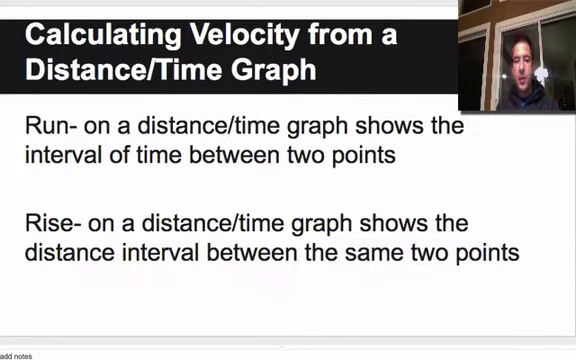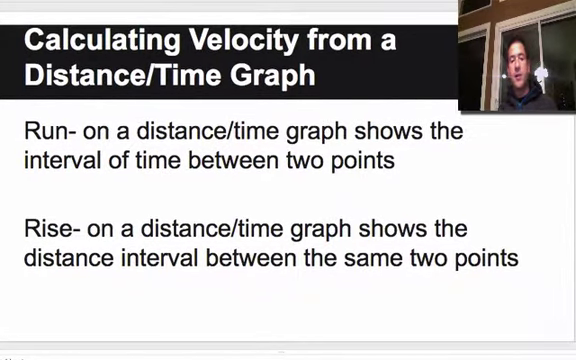When we're calculating velocity from these distance time graphs, there are two different aspects that we need to understand. The run on the distance time graph shows the interval of time between two points. Interval of time means when did you start and when did you stop. How long did it take between when you started and you stopped? That's our interval. Because we know that we're talking about time, that's going to be our manipulated variable on our x-axis, which is our horizontal axis.